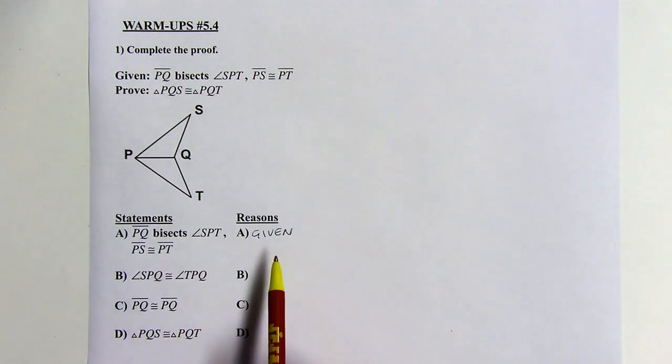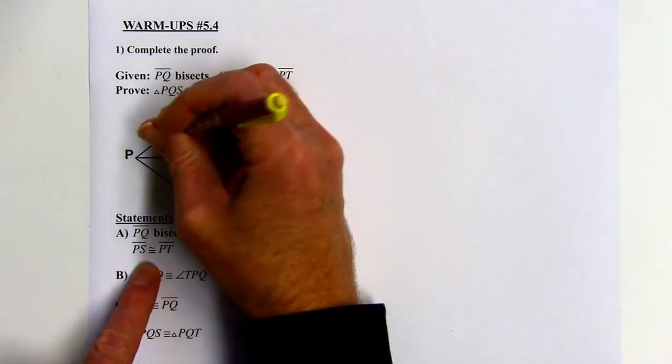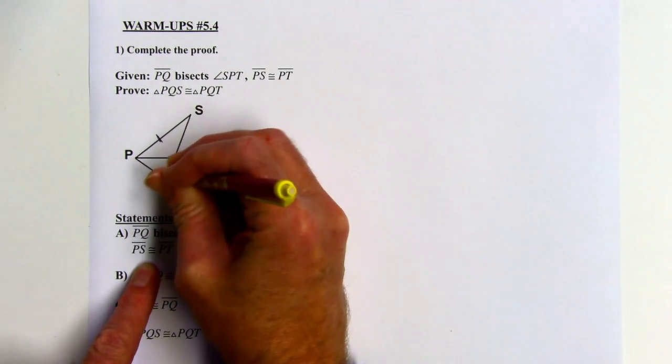Okay, so what I like to do next is to put that given info into the diagram if it's not already in there. So this tells us, let's start with PS is congruent to PT. Okay, PS is congruent to PT. All right, I've got those two sides. So that's a good start.